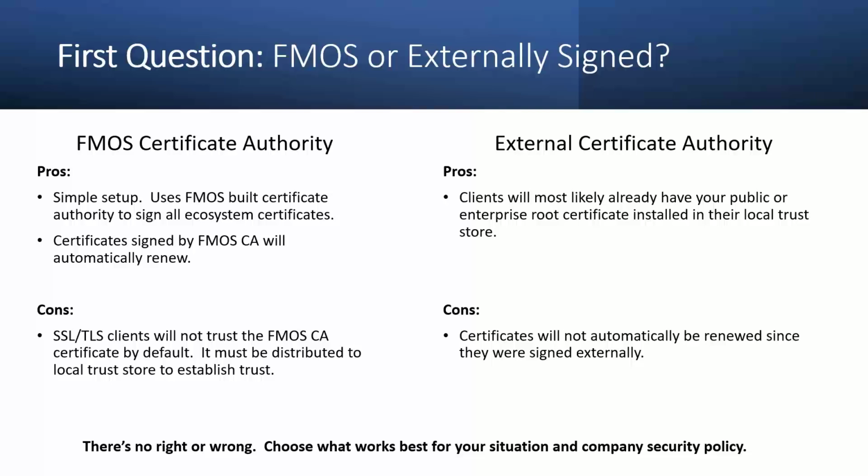If you choose to have your certificate signed by the FMOS CA, the server that holds the database role will also hold the certificate authority role and will be used to sign your certificate requests. In the case of an all-in-one, all roles are combined into one server. The benefits of using the FMOS CA include a simpler setup and automatic certificate renewal. This option works well for smaller environments, especially those without existing external certificate authorities.